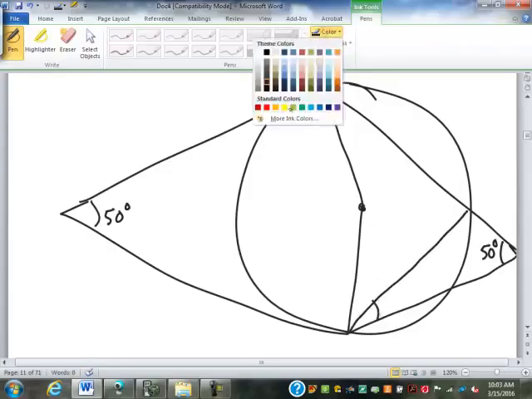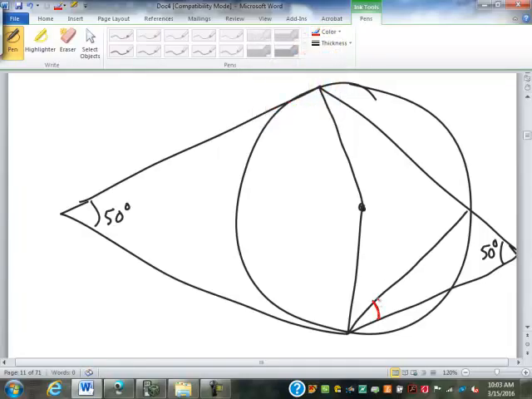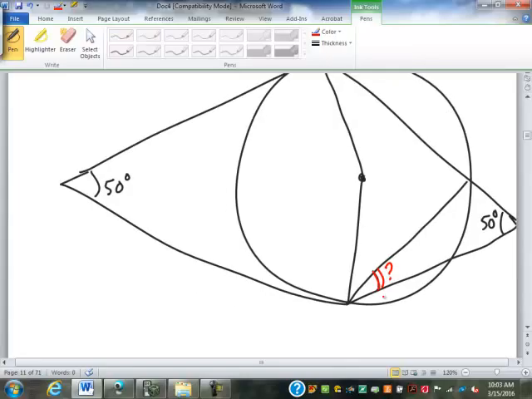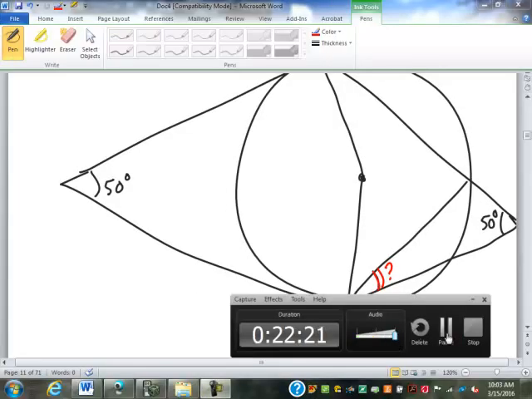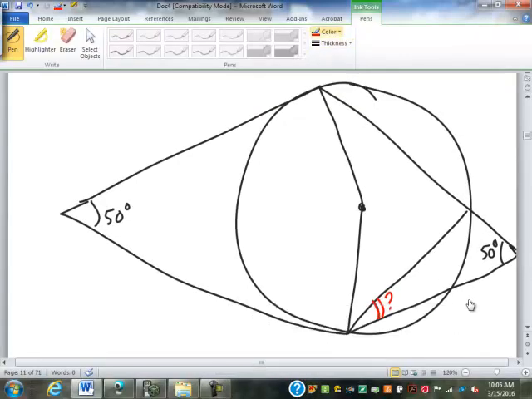Find this angle right here. I'll give you a couple minutes to find it. The key to this problem is anytime a radius, since this is the center, anytime a radius touches the circle at a point of tangency, the radius and that tangent line form right angles. So those two both have to be right angles.